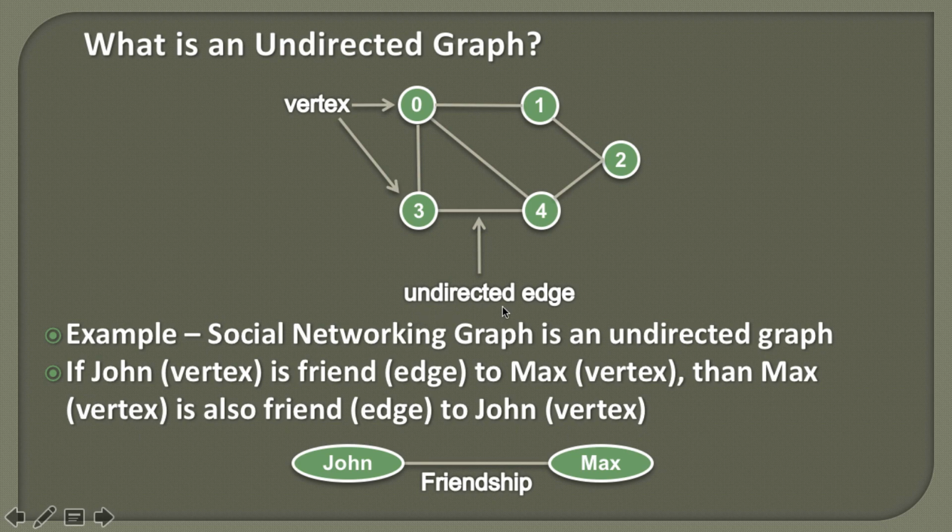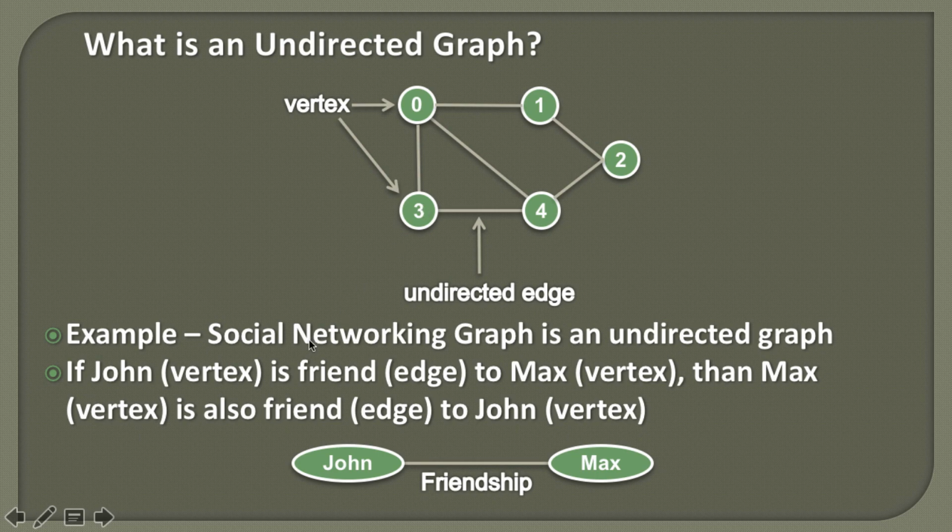So what is an undirected edge? The undirected edge doesn't have any direction. If we are on vertex 3, then we can go to vertex 4, and if we are on vertex 4, then we can go to vertex 3, so there is no direction between the two vertices. A graph which has these two-way edges is termed an undirected graph.